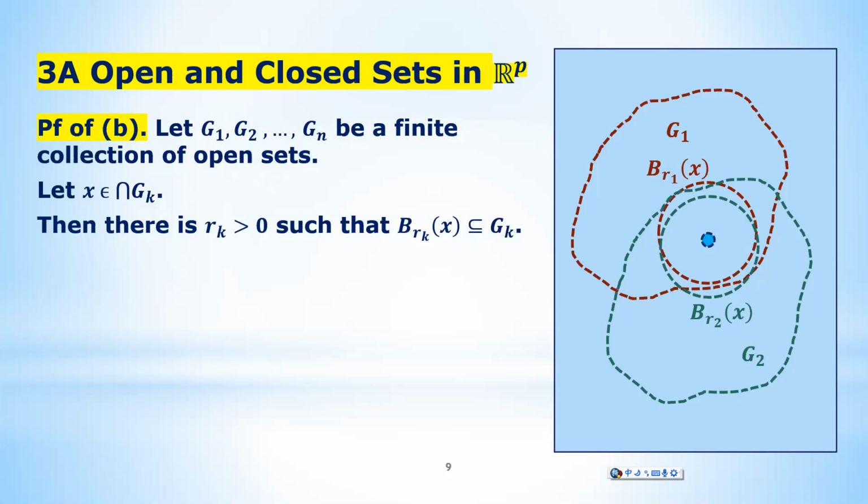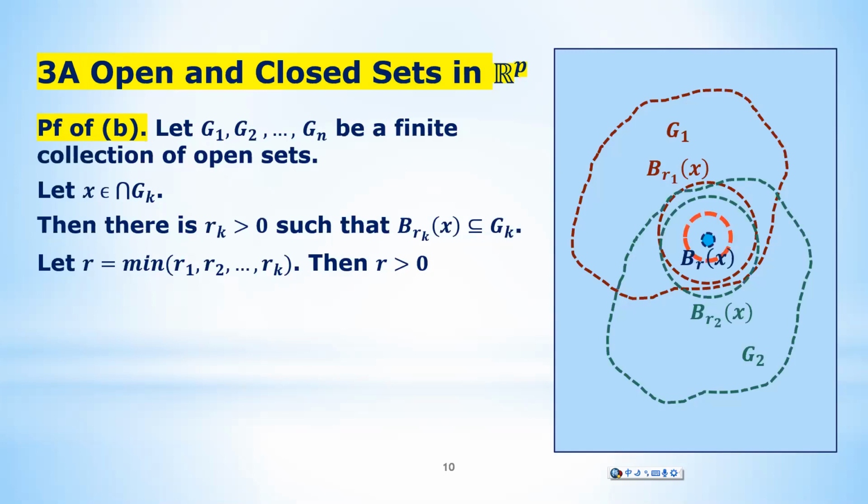Okay. Now here in the proof, I'm having n balls with radii R1, R2 to Rn. So now let's pick the minimum of all these radii. There's a finite number of radii. I think I should change the k to n. I pick the minimum of these radii because there's a finite number of positive numbers involved here. So you take a minimum of all these finite number of positive numbers. Therefore, the minimum itself is greater than 0.